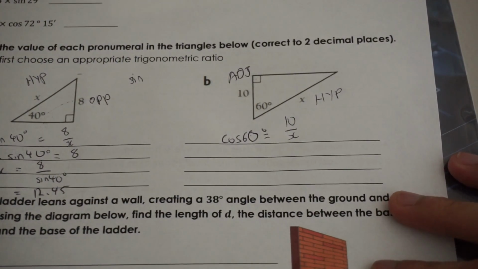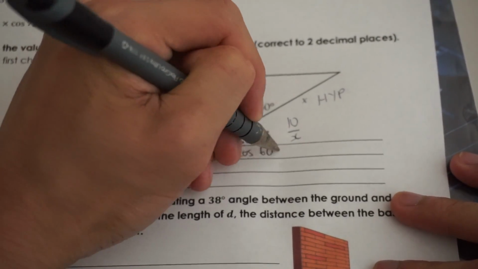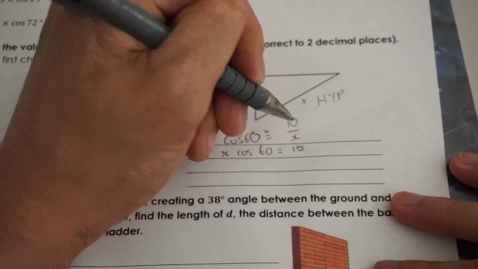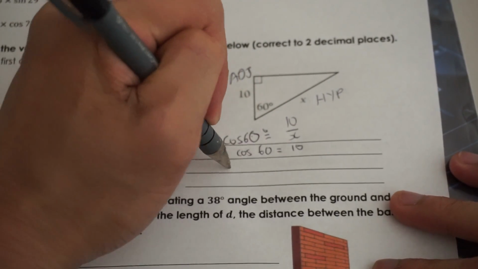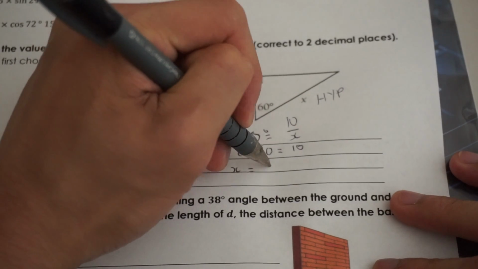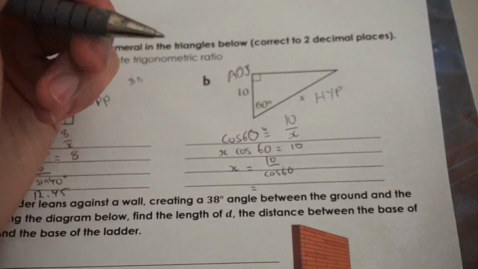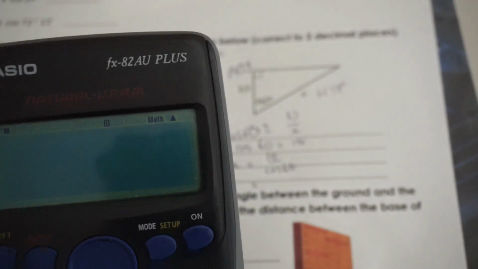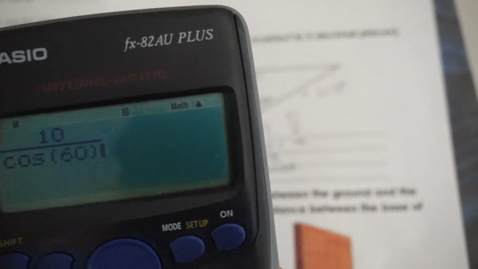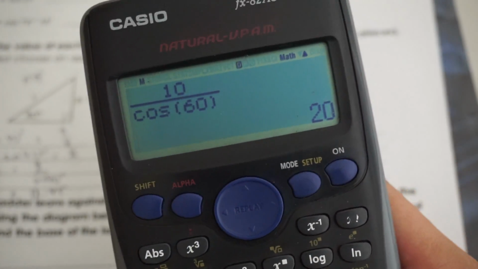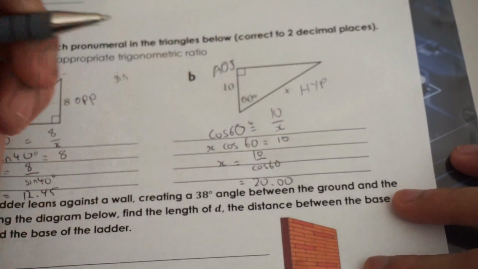And so all we do then is, again, try to isolate x in the equation so we can find its value. Here I've multiplied both sides by x again, and I'm going to divide both sides by cos 60. And the value I get for that, I'll punch it in, 10 divided by cos 60, that is 20. It's just two decimal places, so I can just put 20.00.